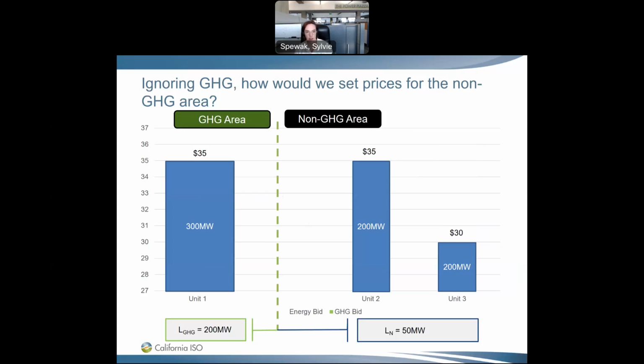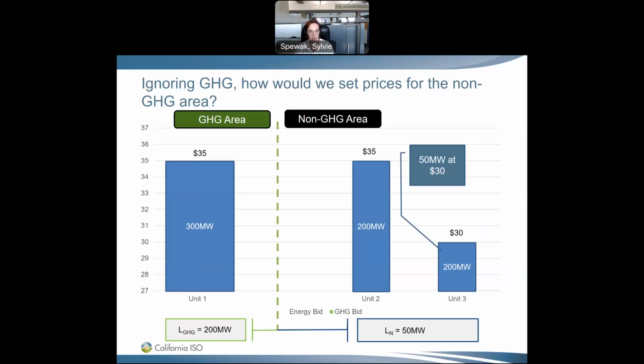And the prices reflected on your screen right now are the bid prices of resources that are relevant when we consider dispatch to the non-regulated area. So we need to meet 50 megawatts of load, and the least cost resource available to us, according to non-GHG area preferences, is Unit 3, which costs $30 per megawatt hour. So we'll take 50 megawatts from Unit 3.